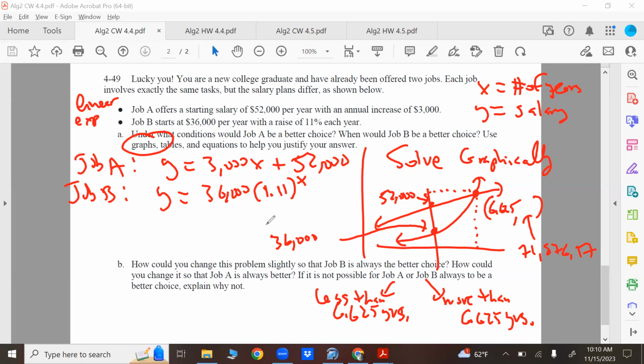So anything less than that x value, job A is better. Anything more than that x amount, job B is better. Where do they meet? They meet at roughly $71,876. It's not roughly $72,000, but being more precise, $71,876.17. How do you do this in Desmos? Because if you punch them in, sometimes you don't see anything. It's really weird on Desmos.